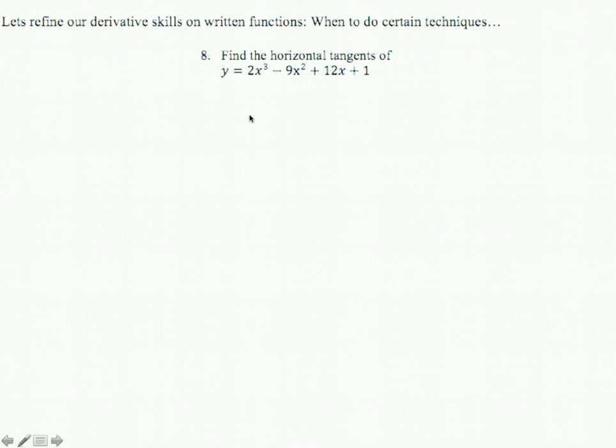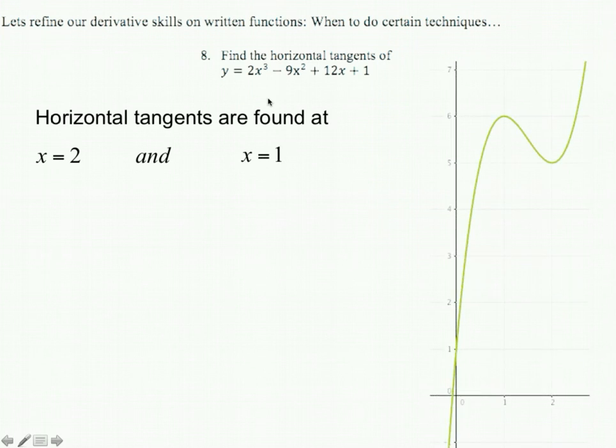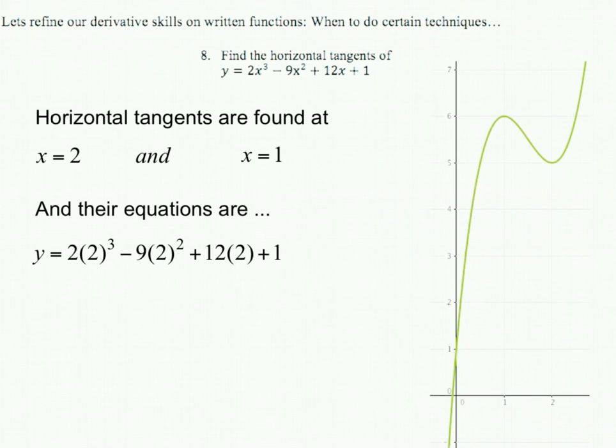So for example 9, I'm not quite sure why example 9 is not popping up here. Oh, I'm not quite done with example 8. Maybe that's why. It says find the horizontal tangents. They're at x equals 2 and x equals 1. Here's your function, your 2x cubed minus 9x squared plus 12x. So the horizontal tangents are here at x equals 1 and here at x equals 2.